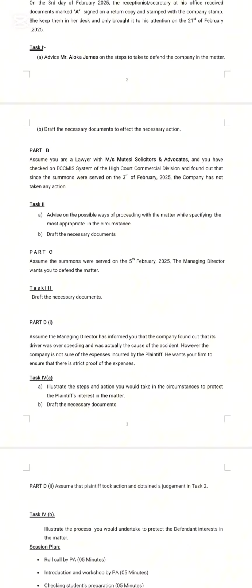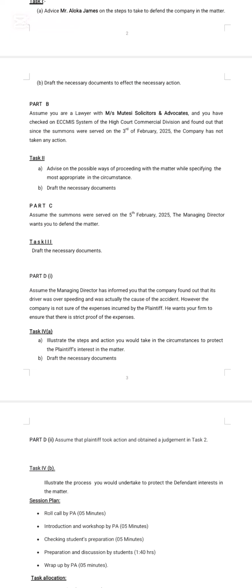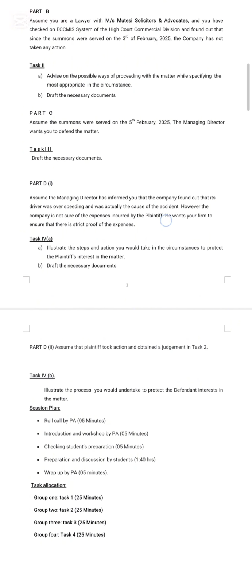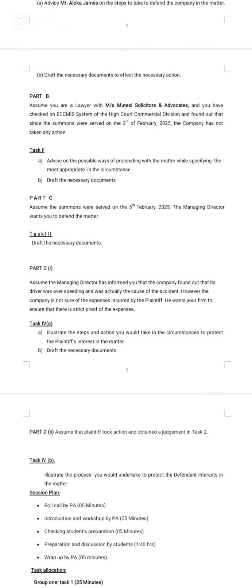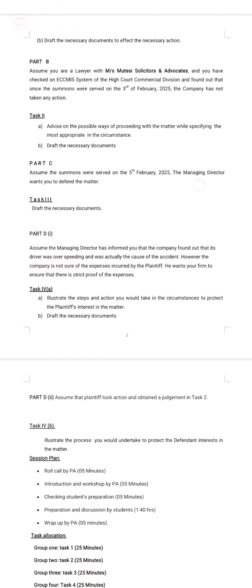Because as you can see from the facts, you are a lawyer with MC and you have checked on ECMIS and found out that since the summons were served on the 3rd of February 2025, the company has not taken any action. So you proceed that the matter proceed ex parte, and of course you must have an affidavit of service. So the document here would be applying that the matter be heard ex parte, which is always a letter to the registrar.